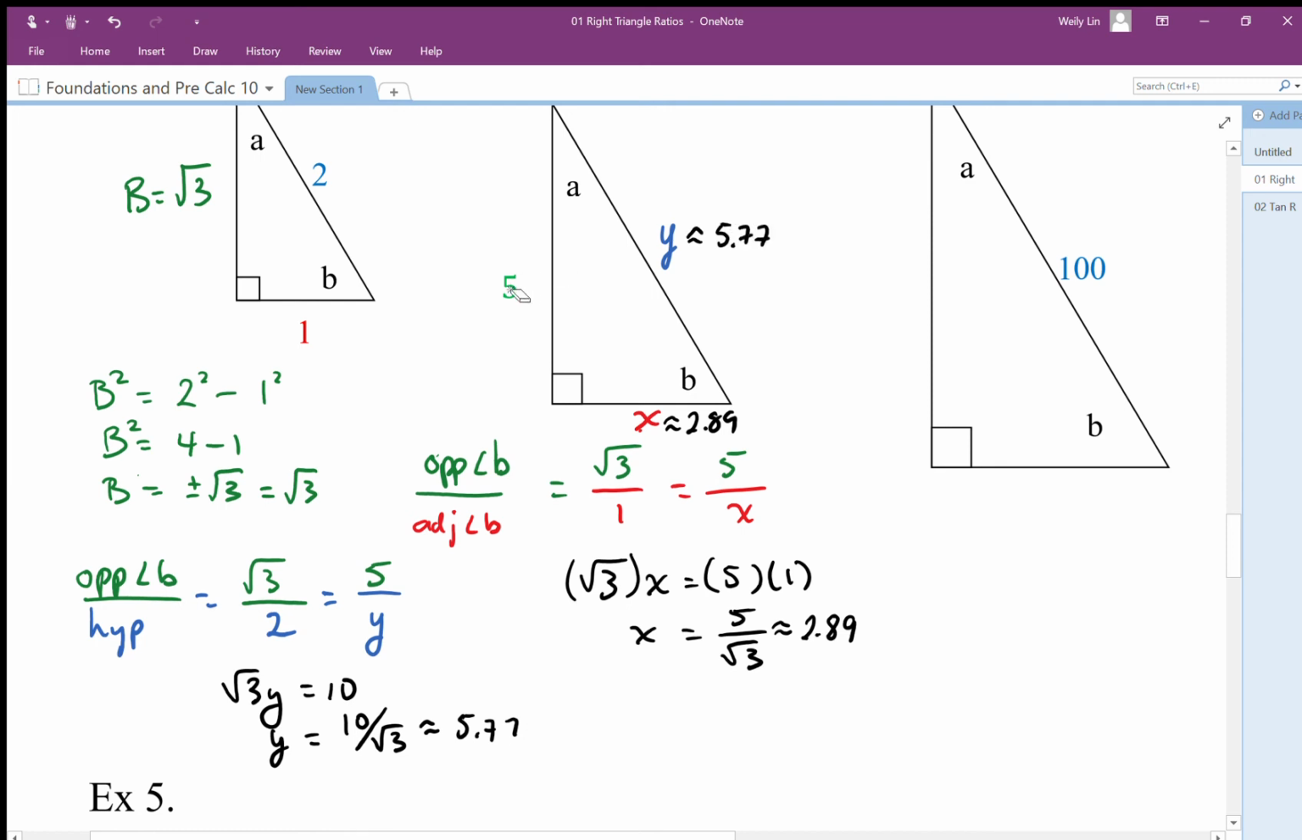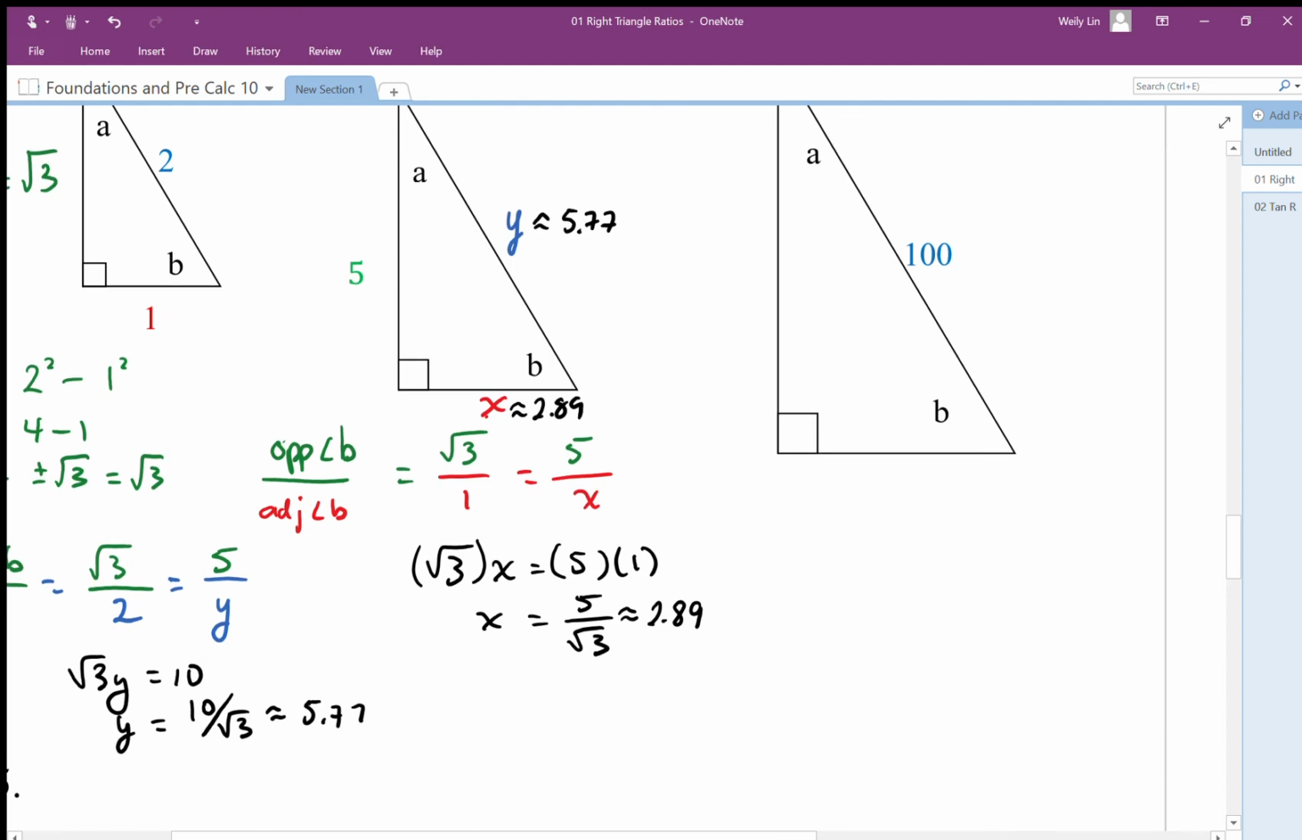That seems about right. This side is going to be a little bit longer than this side here. So this is about 1.73 to 2, and 5 to 5.77. It's kind of hard to tell, but it's about right.